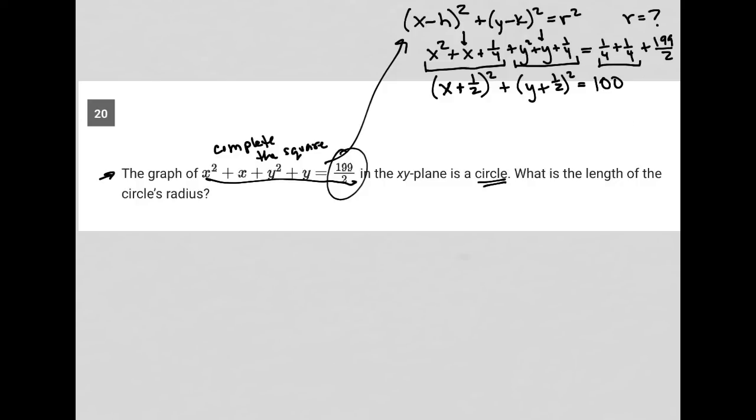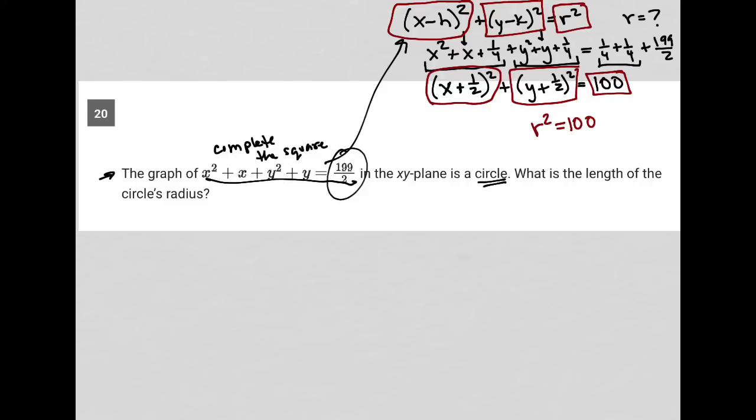Okay, so what's the length of the circle's radius? Well, again, when I start comparing or matching up, this now looks like this. This now looks like this. And 100 is our r squared term. So r squared equals 100. So when I square root both sides, r is equal to 10. So there's my answer. That's the length of the radius, 10.